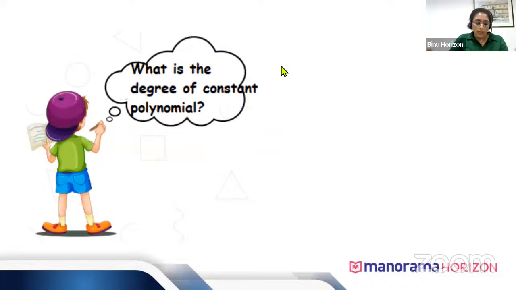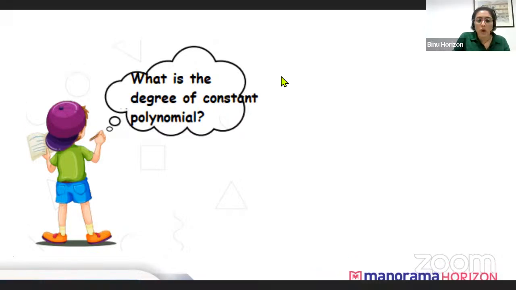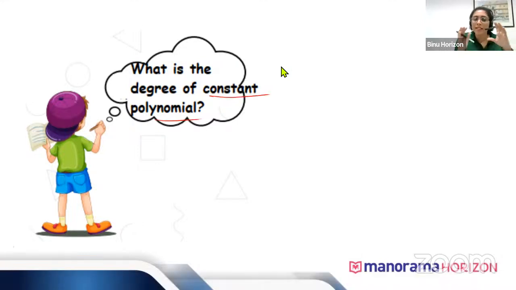Understood? Now, let me ask you another question associated with the degree. What is the degree of a constant polynomial? Can you answer it? What do you mean by that? Constant polynomial. Yes, it's 0, right? How did you get the answer? What is a constant polynomial? A constant polynomial means it's a polynomial having only the constant term. That means 35 is a constant polynomial because 35 is actually 35 into 1.